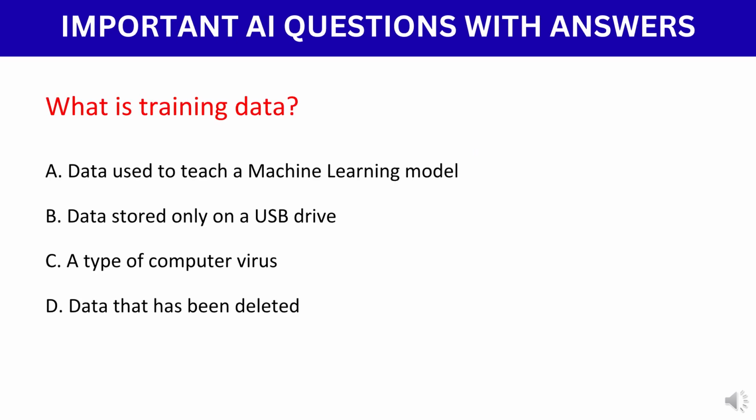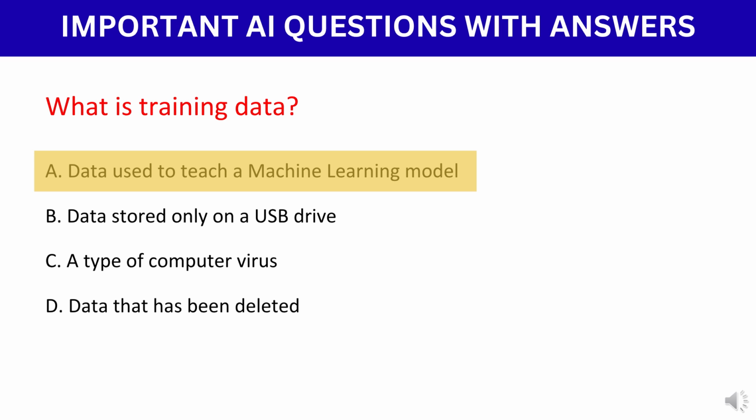Question number 9. What is training data? Option A, data used to teach a machine learning model. Option B, data stored only on a USB drive. Option C, a type of computer virus. Option D, data that has been deleted. The correct answer is option A, data used to teach a machine learning model. Training data helps an AI model learn patterns, relationships, and useful information so it can make predictions or perform tasks.